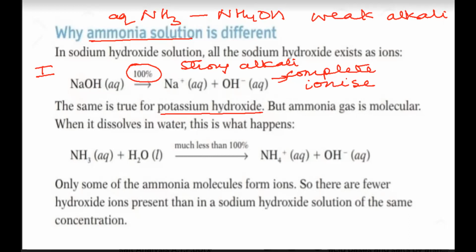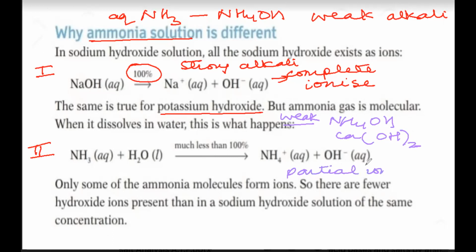Now, we move on to the second scenario, the weak alkalis. Under the category of weak alkalis, we have ammonium hydroxide, and the second weak alkali, we have calcium hydroxide. Why are they considered weak alkalis? They are considered weak because they undergo partial ionization. What do we mean by partial ionization? Partial ionization means that they undergo a reversible reaction.